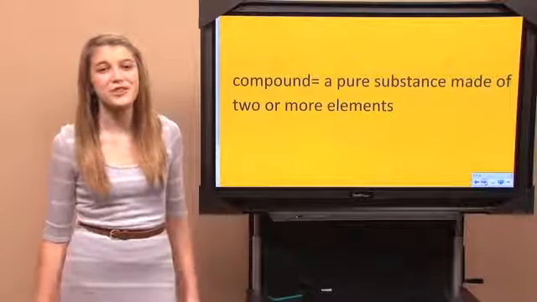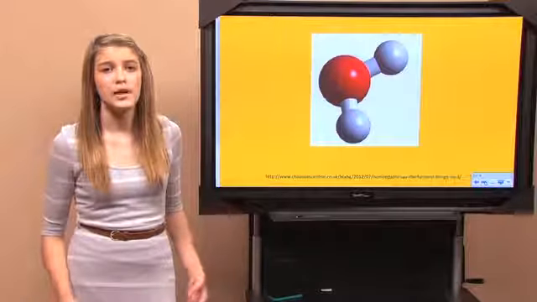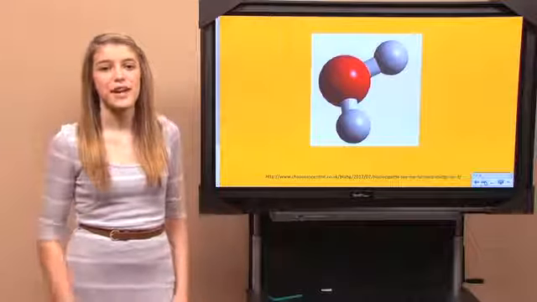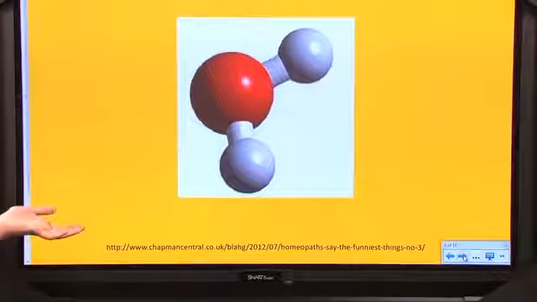Water. Water's good old H2O, right? Well, all that means is a water molecule is made when an oxygen is bonded with two hydrogens. H2O. Here, take a look. An oxygen with two hydrogens bonded.